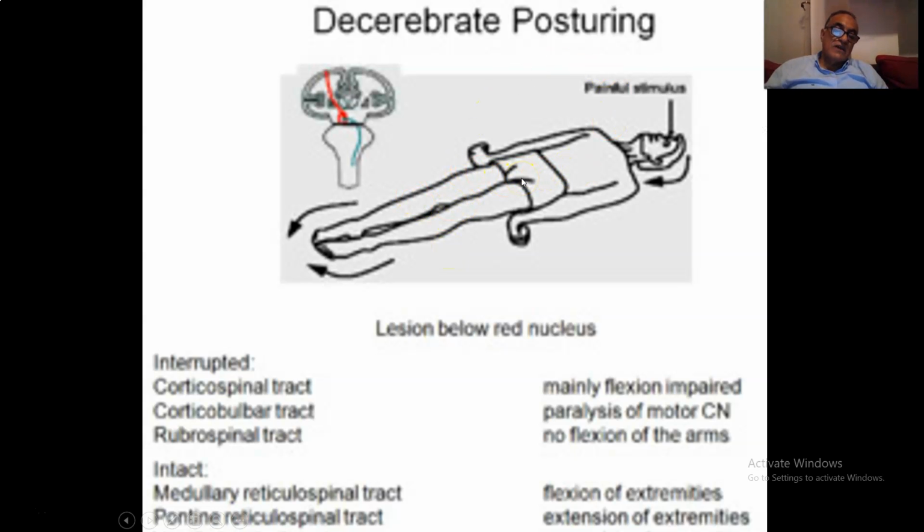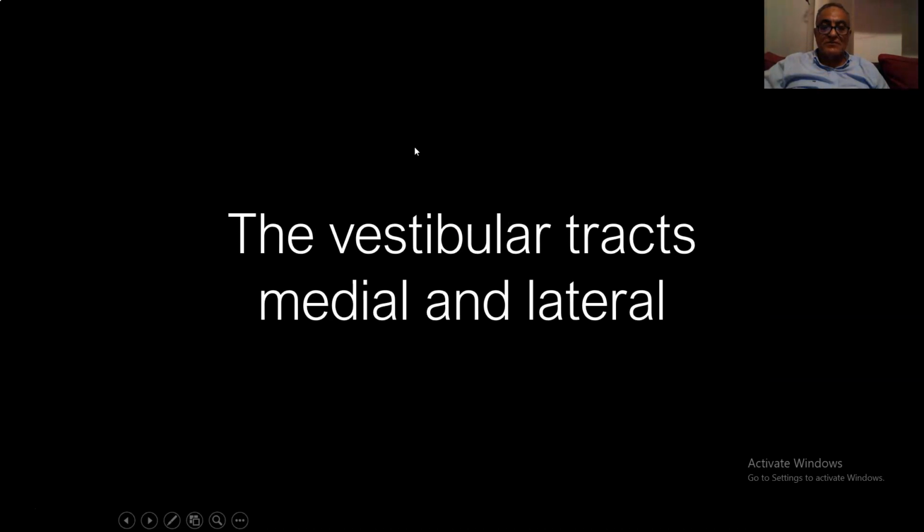When you have a severe head injury, severe brainstem injury, at the level of the red nucleus or below, you get this picture. When you give a painful stimulus, you get extension of the arms, you get pronation of both arms, you get flexion of the wrists, you get extension of the legs, and plantar flexion of the feet. This is posture related to injury to the medial and lateral reticulospinal tracts.